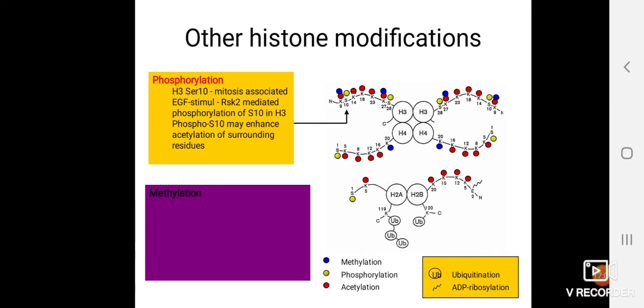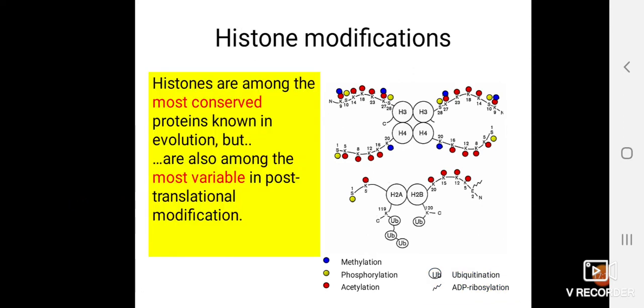Then there is methylation, with histone methyltransferases, which we call HMTs. Then there is ubiquitination. If a particular histone has completed its half-life, it is supposed to undergo degradation, for which ubiquitination is required. Histones are highly conserved proteins in terms of evolution, and also among the most variable in post-translational modifications.